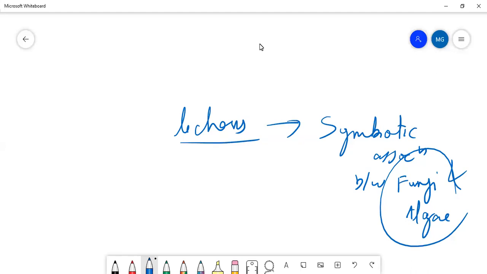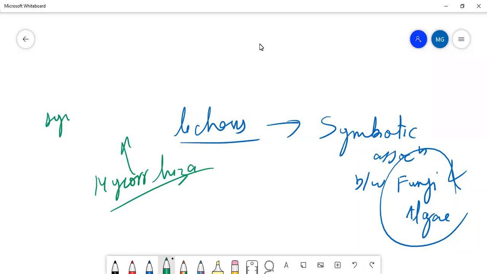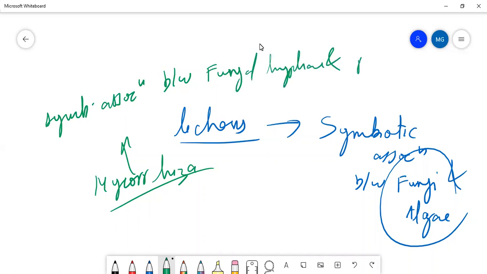Okay. Another term we normally use is mycorrhiza. Mycorrhiza is what? Mycorrhiza is a symbiotic association between fungal hyphae and plant root. What is this? This is a symbiotic association between what? Between fungal hyphae and plant root. This is what is a mycorrhiza.